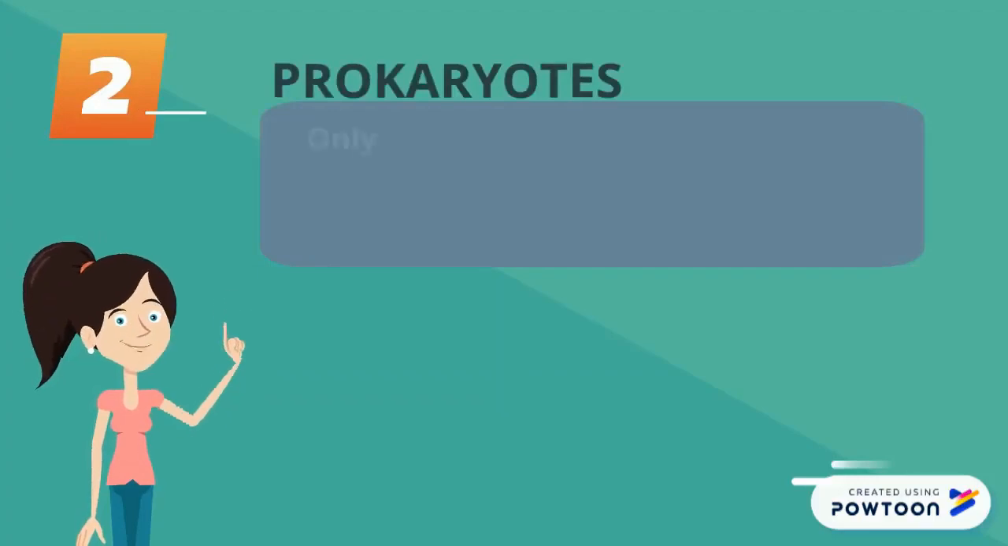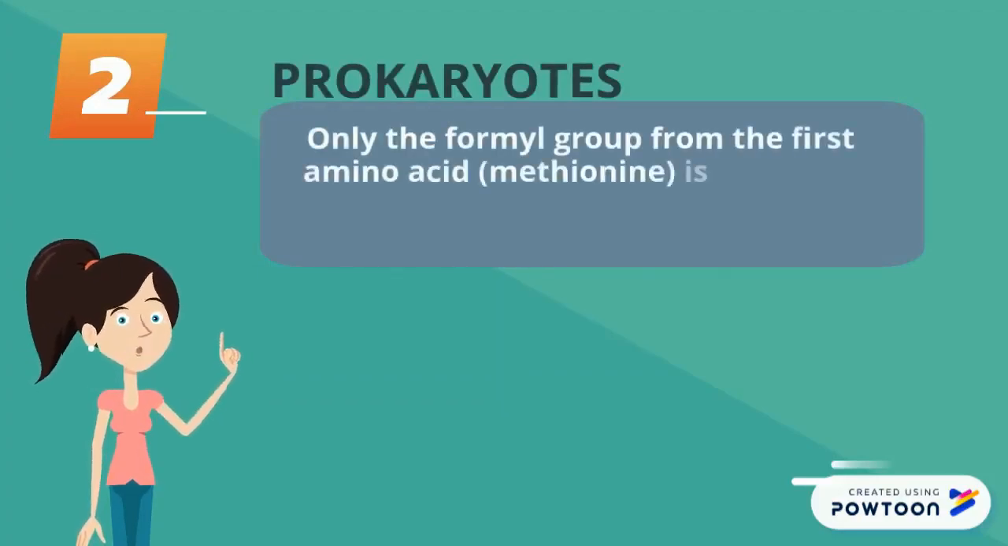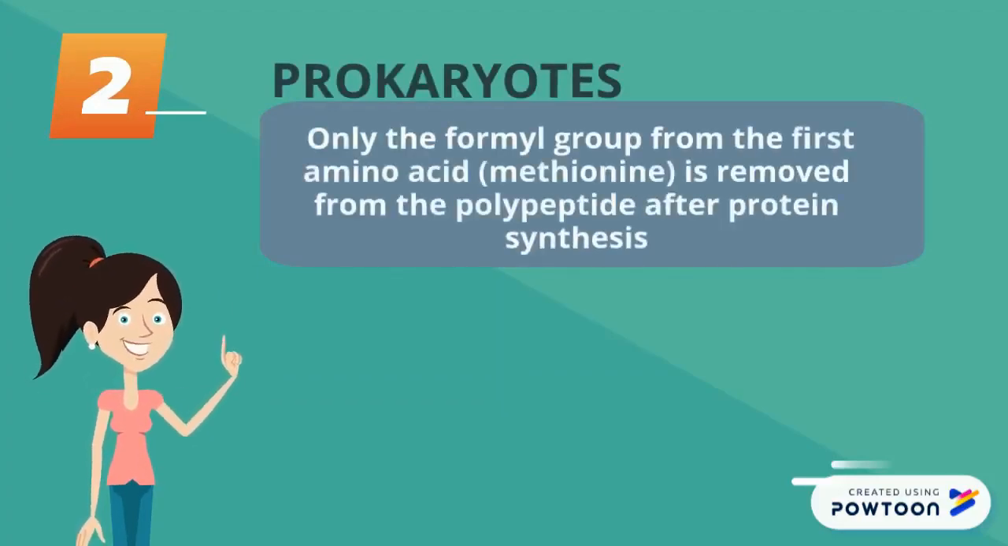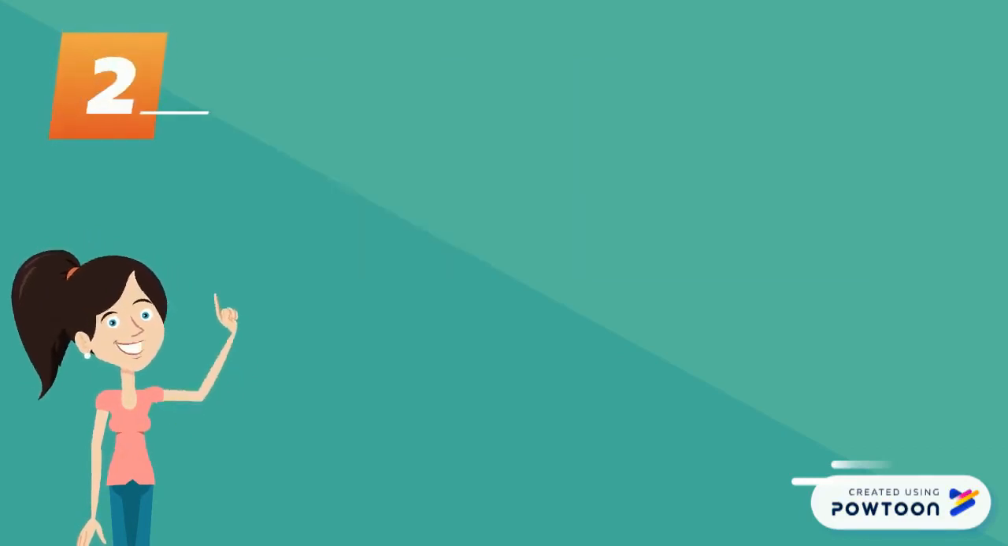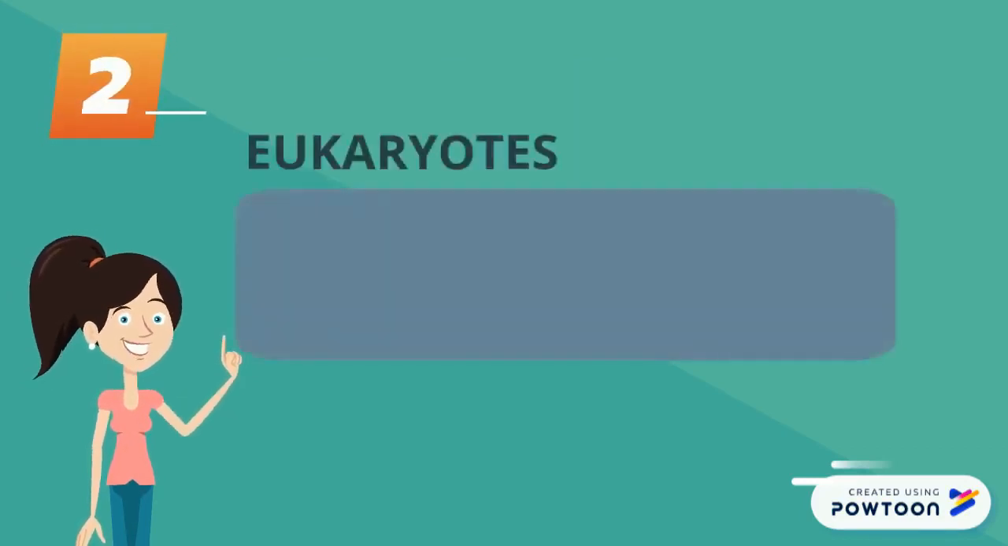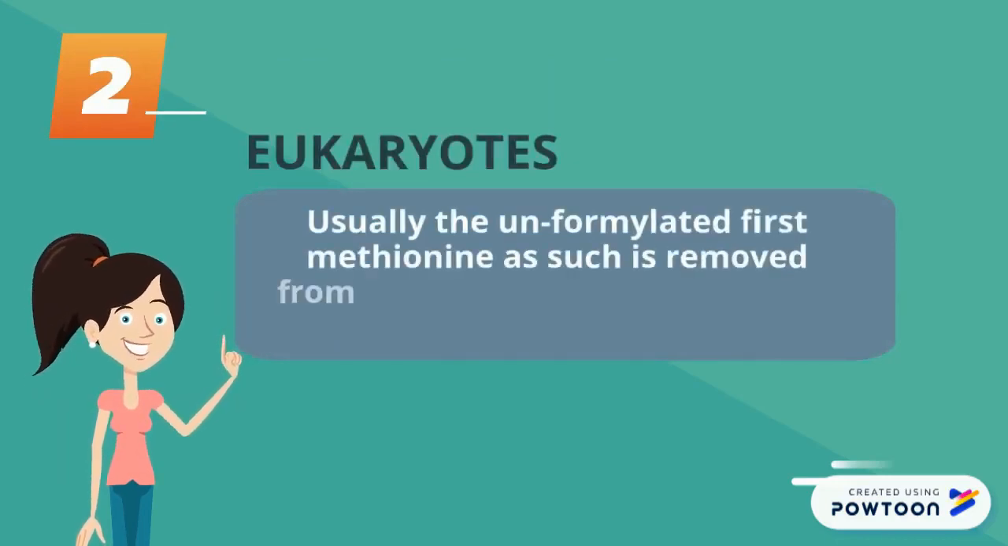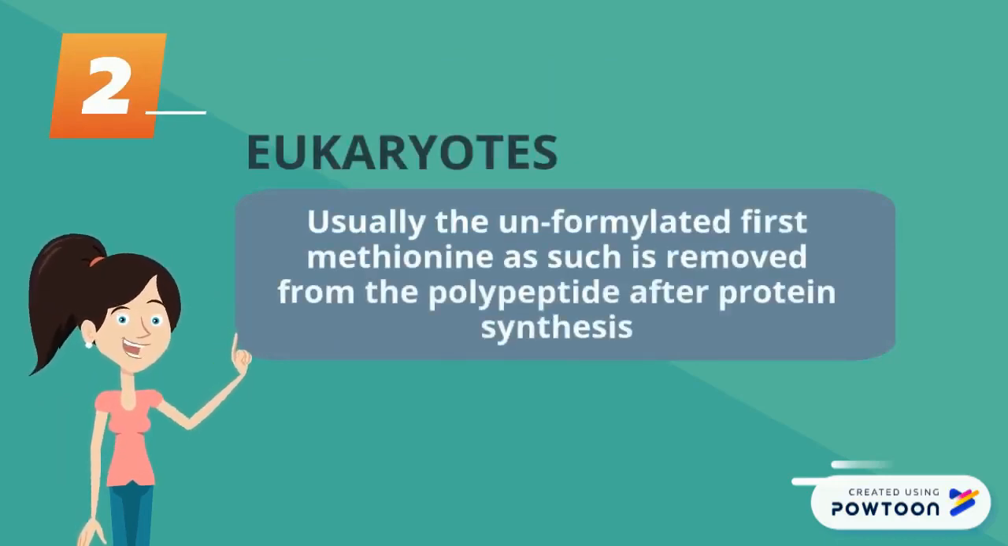Next, for prokaryotes, only the formyl group from the first amino acid methionine is removed from the polypeptide after protein synthesis. While for eukaryotes, usually the unformylated first methionine as such is removed from the polypeptide after protein synthesis.